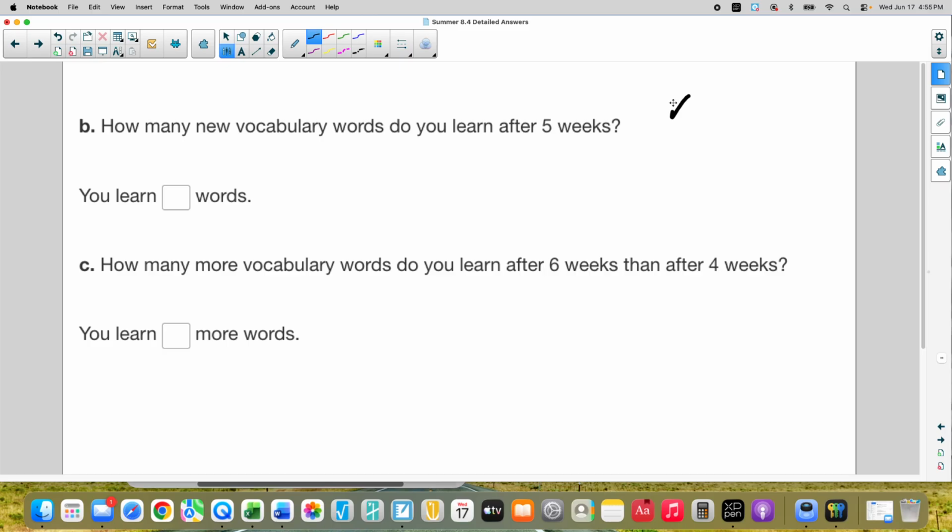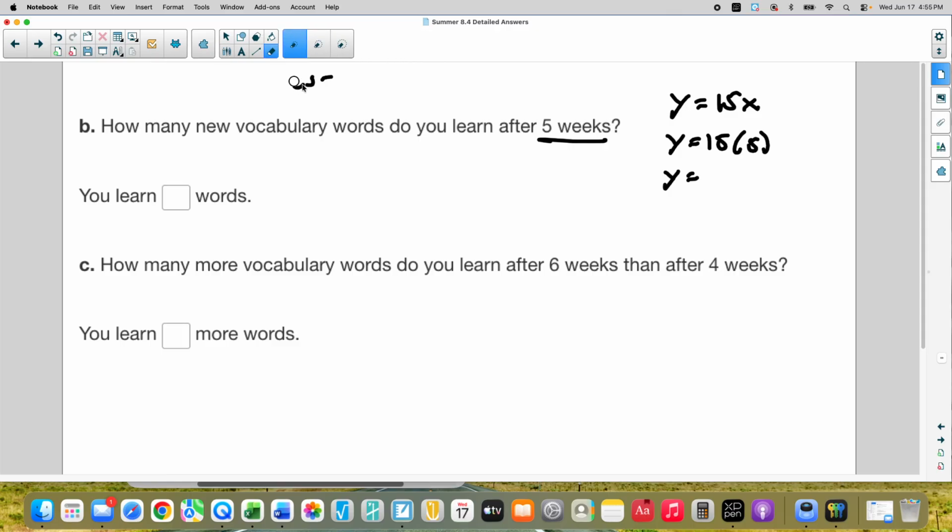Okay, so we know our equation is y equals 15x, where x equals the number of weeks. So we can just plug in 5 for x. Some students might want to say n for new words. N equals 15w, w representing weeks, n equals the new words. So after 5 weeks, that's 15 times 5, so that's 75. So we've learned 75 new words after 5 weeks.